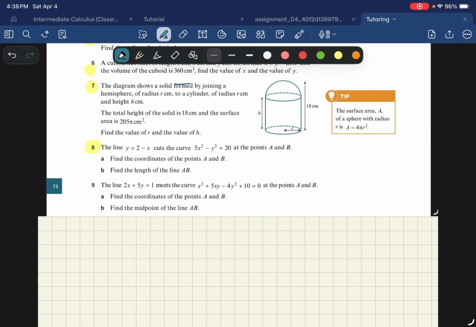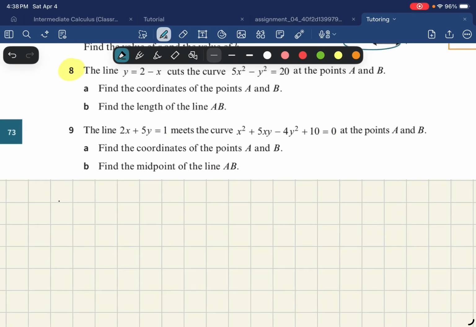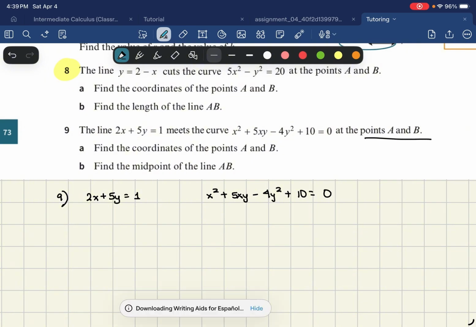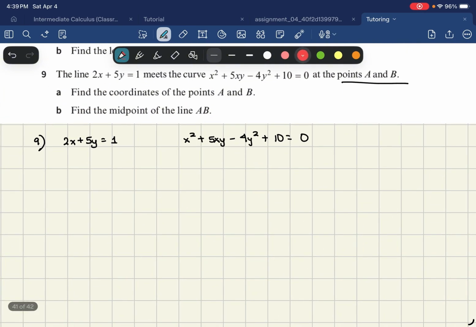So in this video, we're gonna continue with the questions and hopefully complete this topic. So previously we finished up until question 8, so question 9. So we have a line that is 2x plus 5y is equal to 1. And this line meets the curve x squared plus 5xy minus 4y squared plus 10 equals 0 at the points A and B. So basically, you don't really need to know what these curves look like.